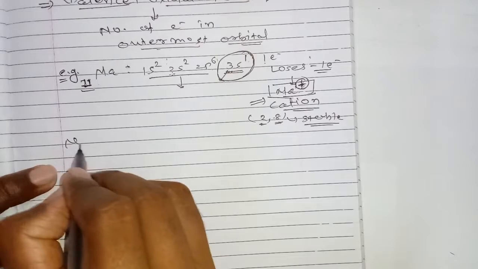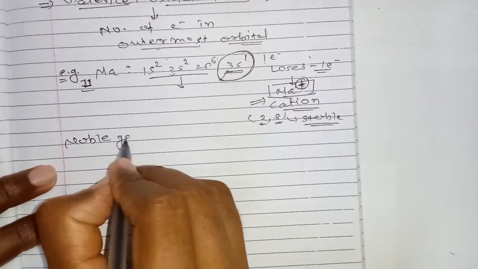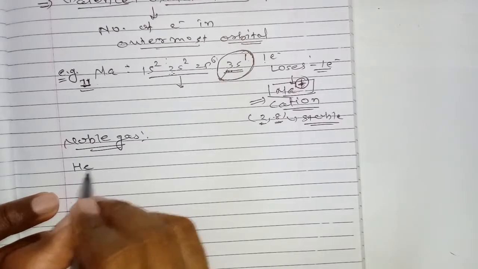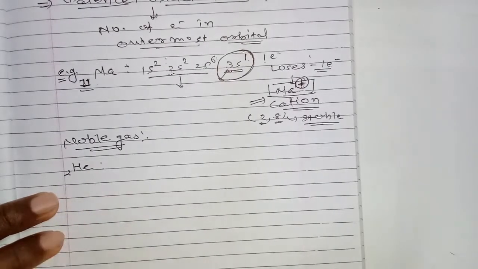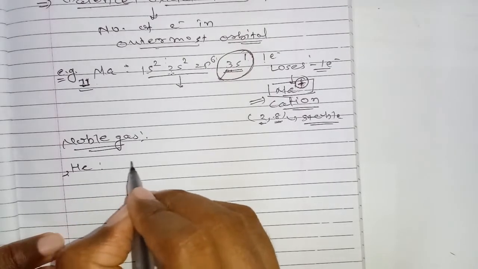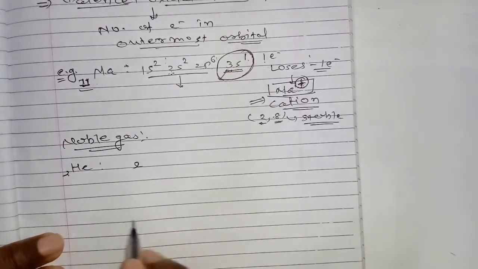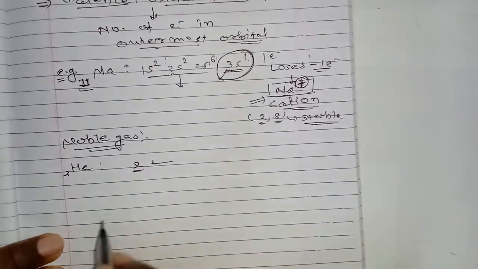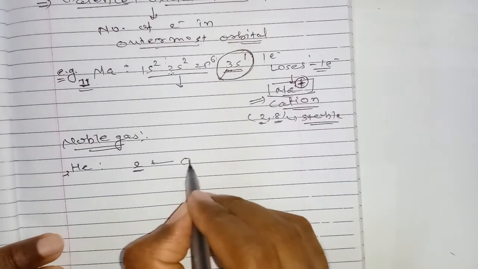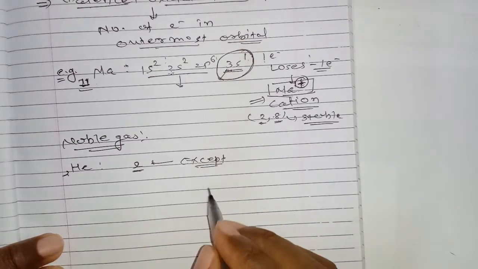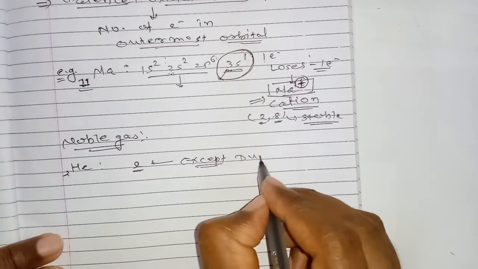Now for noble gases, here helium, its atomic number is 2. There are 2 electrons, so it is the exceptional case for the octet rule. It is called a duplet.